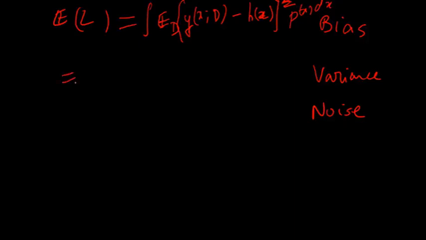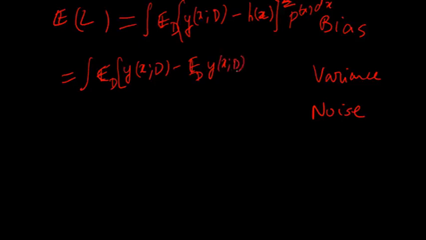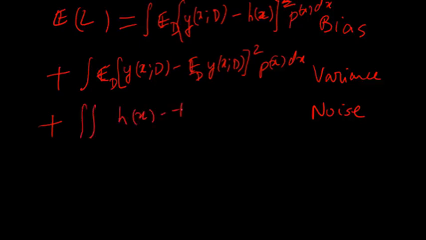And the second term that we will get is this integration of the expected value, again given the data, of y as a function of x and D, minus the expectation of the same thing, y as a function of x comma D, squared, and this will again be p of x dx. And sorry, here it will be plus, and then the third term will be the noise term, which is the double integral of h of x minus t whole squared, p of x comma t, dx dt.